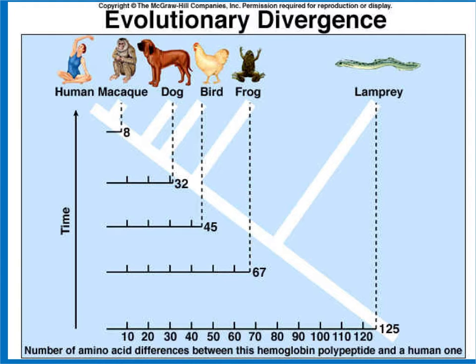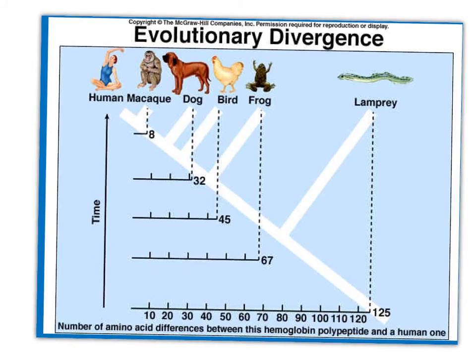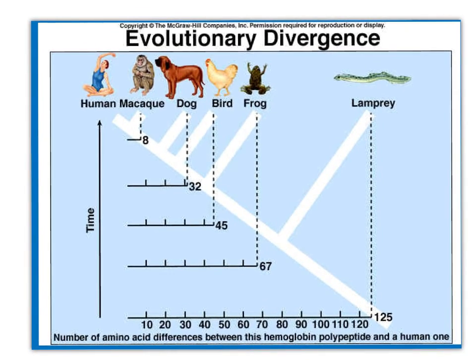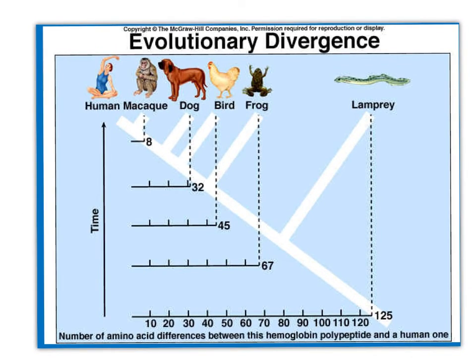This is an excellent picture because it combines genetics with evolutionary divergence and how things have evolved with the cladogram. Now the cladogram you see is in white here. Can you see the cladogram there? So there's your cladogram, but they've overlaid it with a graph. The graph is the number of amino acid differences between the hemoglobin polypeptide and a human one.